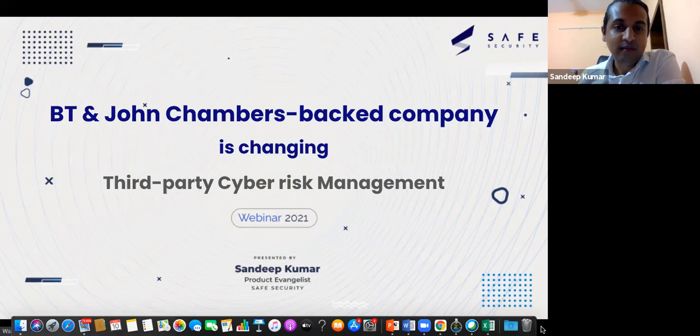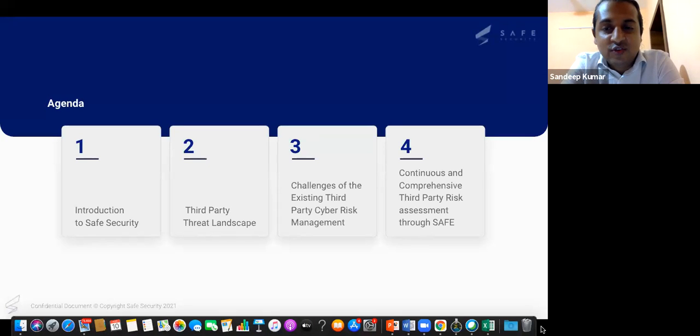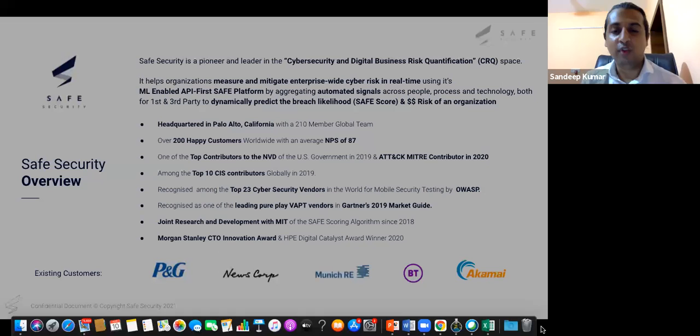Now, moving forward, let's look at the agenda for today's session. I'm going to start by giving an introduction to Safe Security, following which we're going to look at what the third-party threat landscape looks like in the current day and age. After that, we're going to look at some of the challenges and limitations of the current third-party cyber risk management practices organizations are following. And finally, we're going to look at how Safe Security is going to help organizations redefine third-party cyber risk management in a more continuous and comprehensive way through a platform called SAFE.